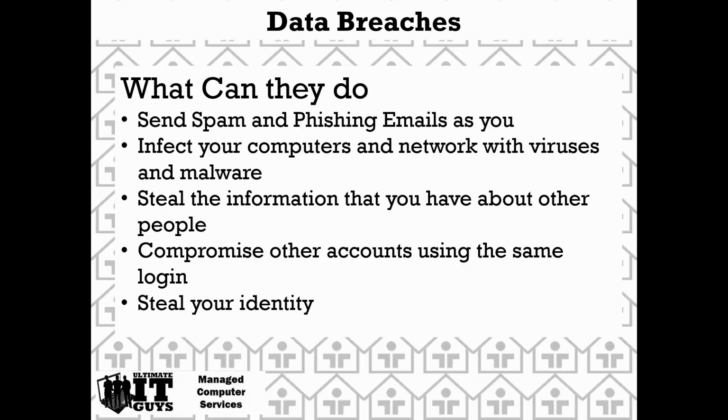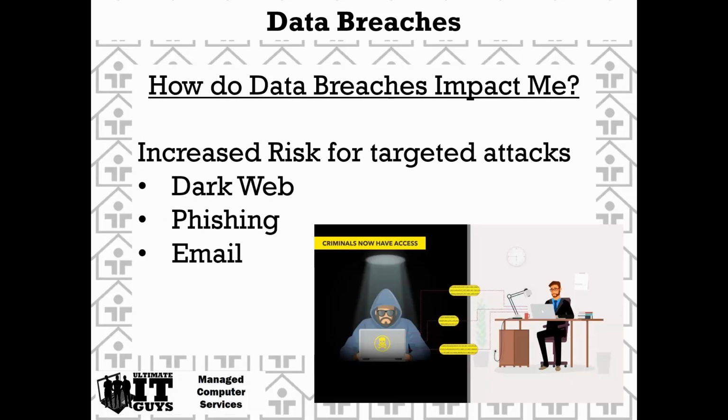They can also use that information to steal your identity. That could take on the form of opening lines of credit, credit cards, or maybe filing a fake tax return and getting a tax refund. And now you're on the hook for it. So these are just some examples of things that they can do once they have your information. And we all know that it puts you at a much higher risk when they have your information. So let's look a little more at how these things impact us.